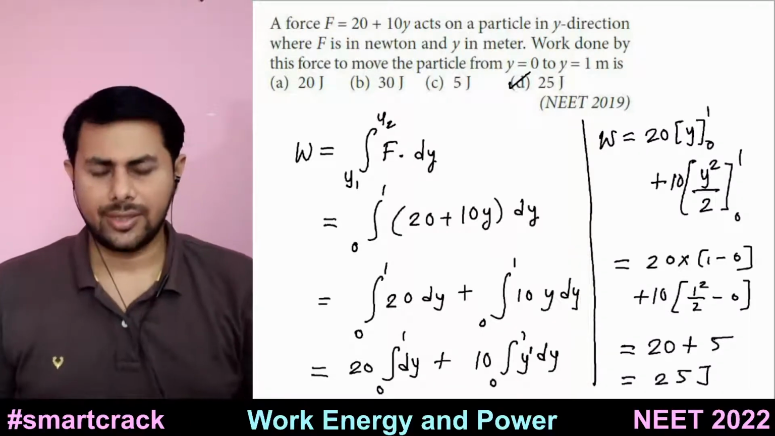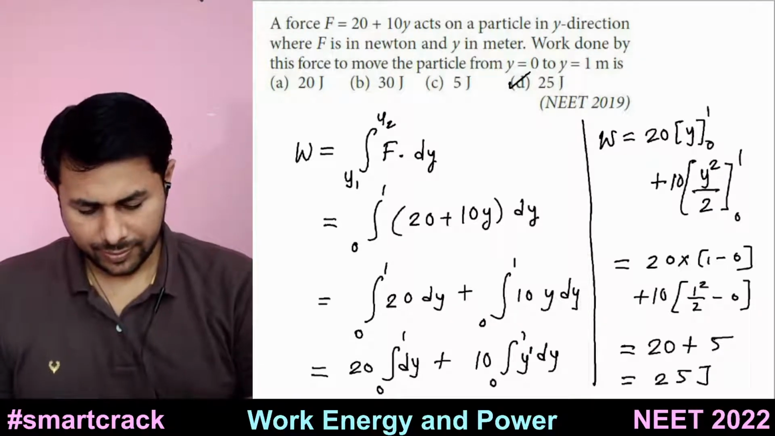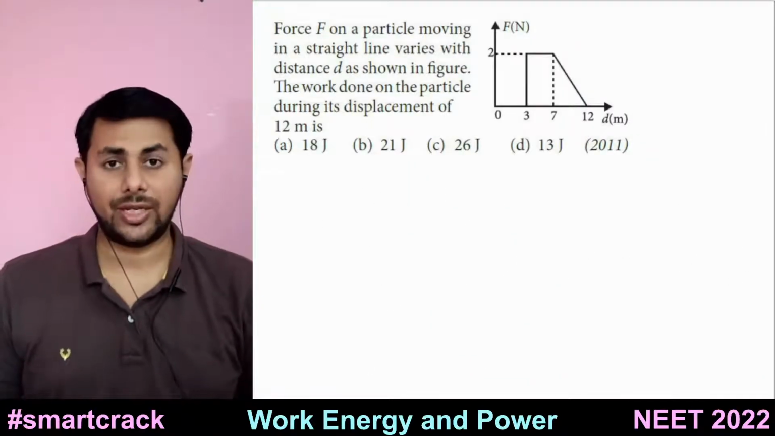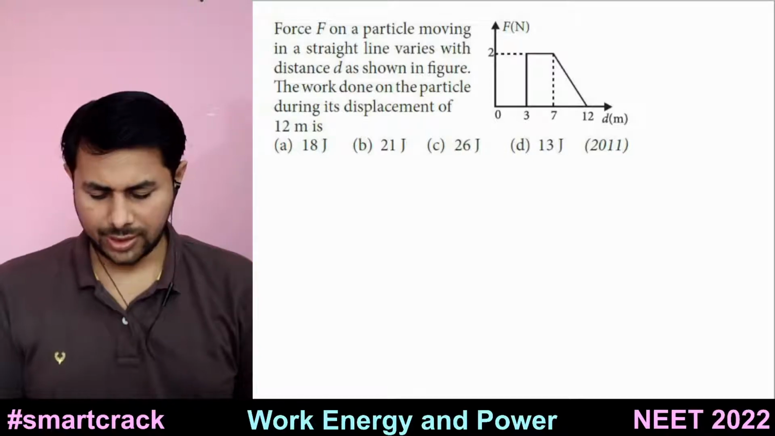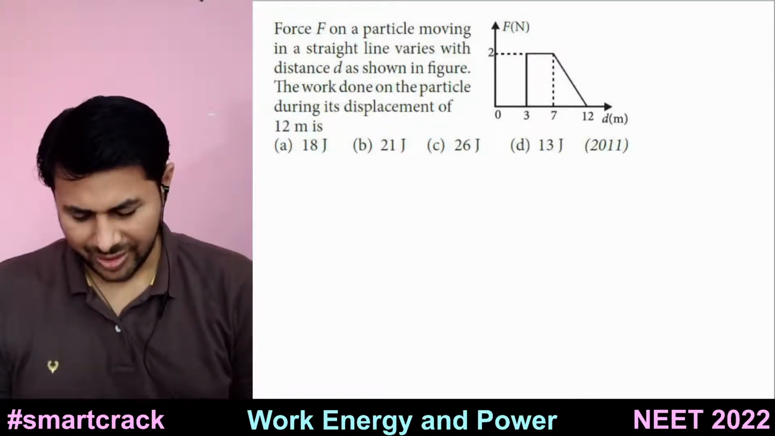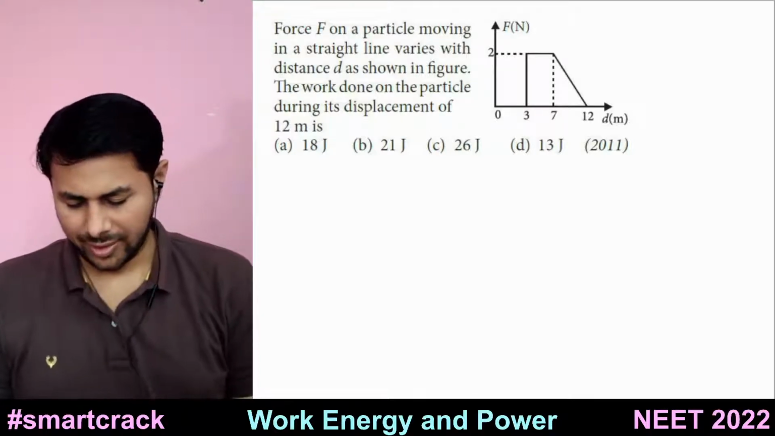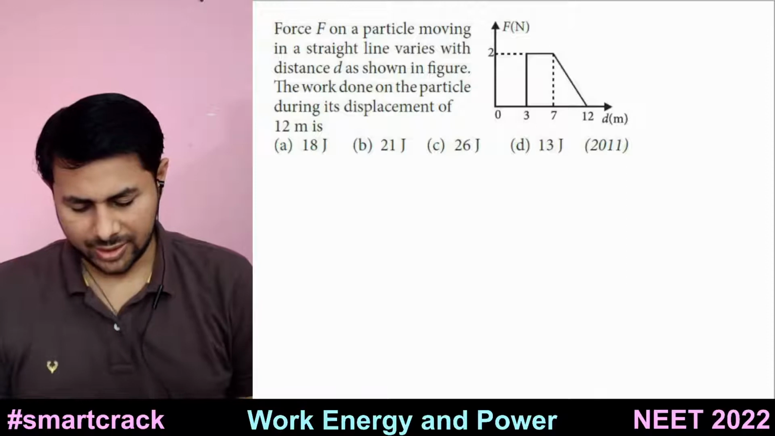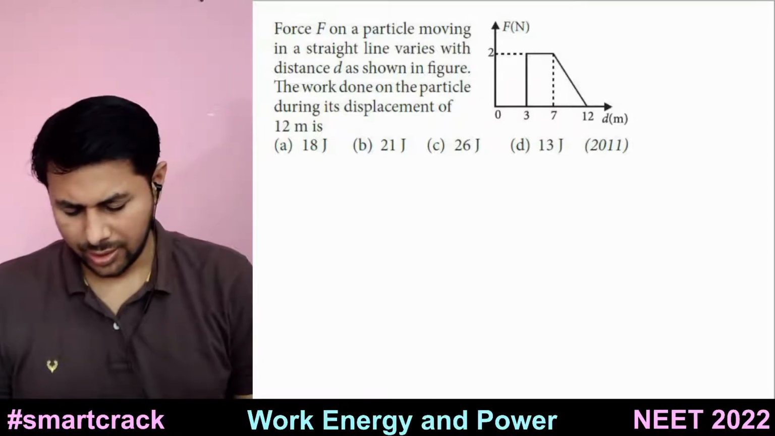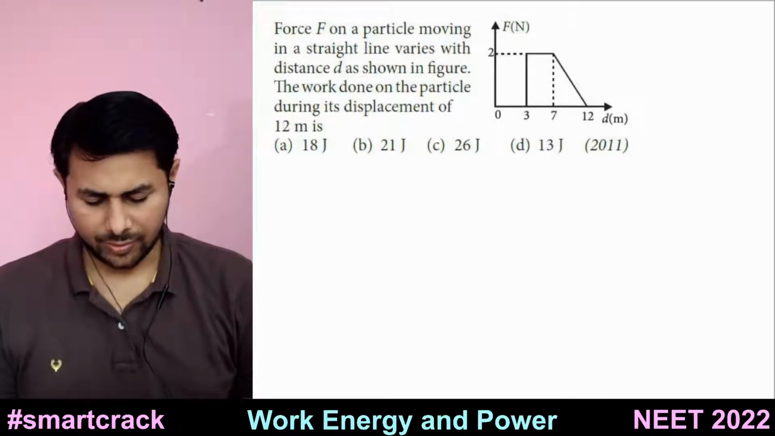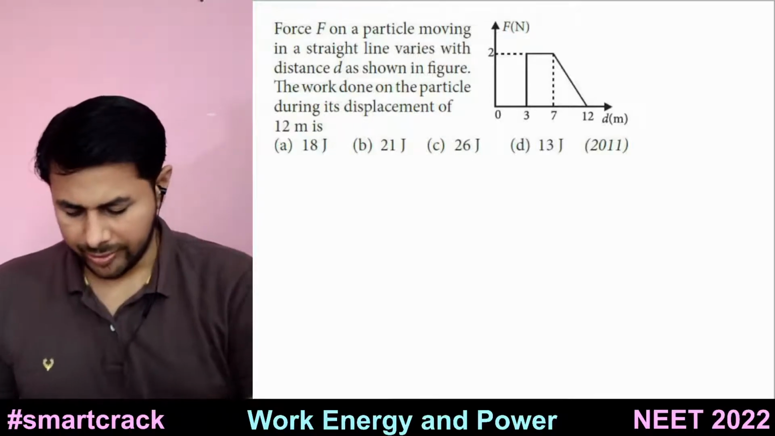So this is again another simple problem. Work done due to a variable force. This is similar to the last problem, but here we have a graph. The force on a particle moving in a straight line varies with distance d as shown in the figure. The work done on the particle during this displacement of 12 meters is. So can you tell me what will be the work done?